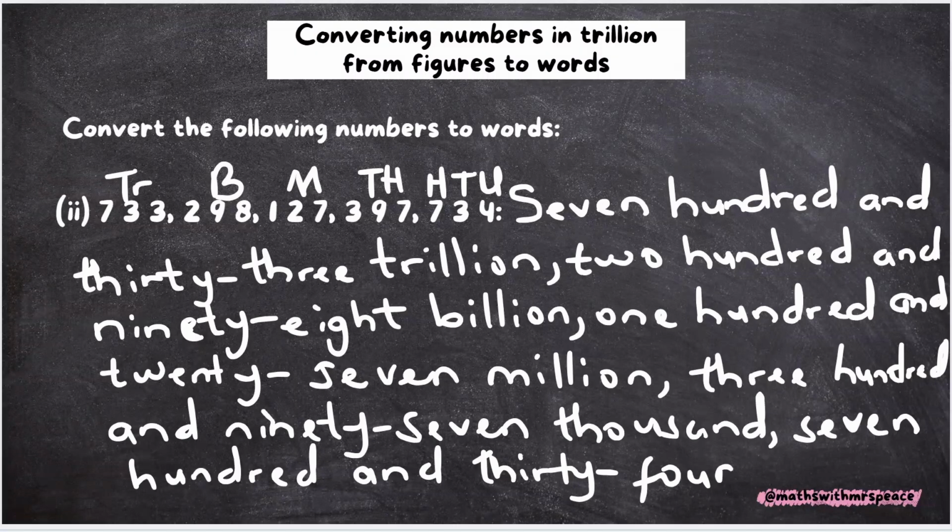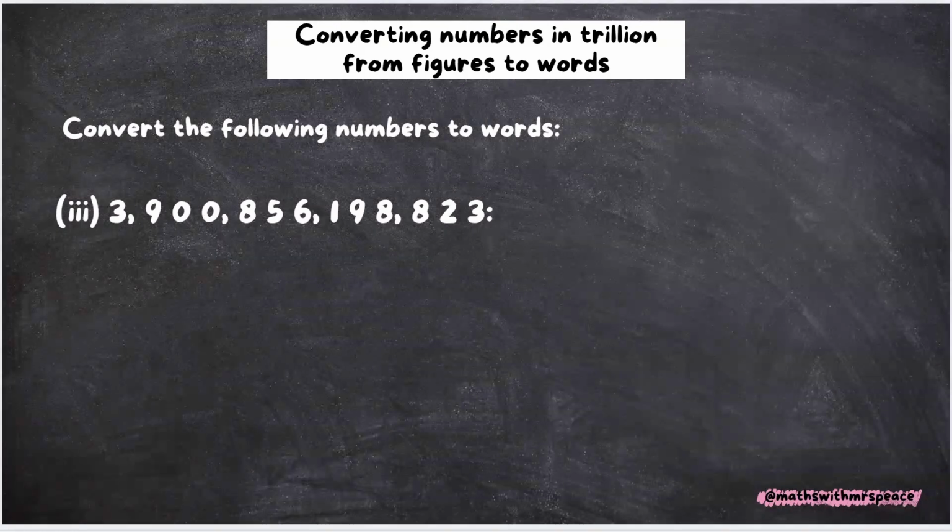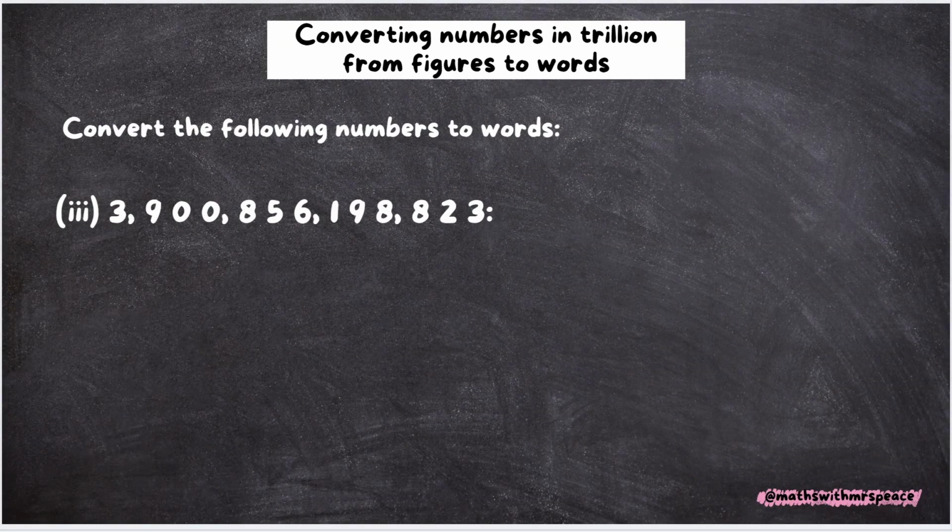We'll take one more example on this conversion from figures to words. Just as we've done in the first two examples, we will put our place value on the numbers on the screen. So these are hundreds, tens, and units, and we know that the next three are in thousands. We have million, billion, and trillion. So let's just quickly write this as well.